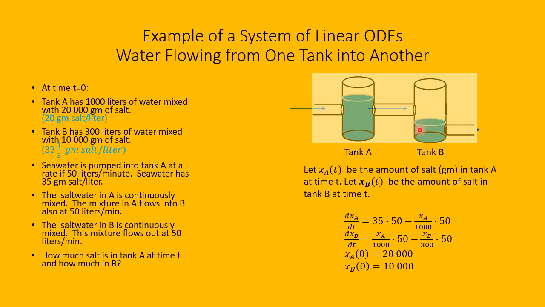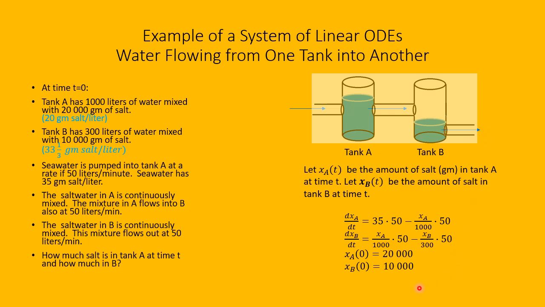Now, let's make short work of the second equation. We're looking at how the amount of salt in tank B changes. So the rate of change of the amount of salt in tank B is equal to the rate that salt is flowing in, which was just like it was down here, x sub A divided by 1,000 times 50, minus the rate that salt leaves the tank in grams per minute, and that's the concentration of salt in tank B, which is x sub B over 300, times the rate fluid is moving out, which is 50.